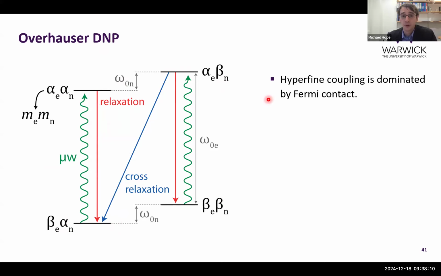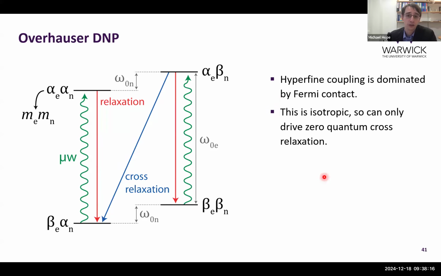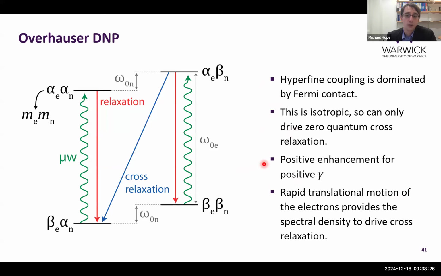So for lithium metal, the hyperfine coupling is dominated by Fermi contact. This is an isotropic interaction, and so it can only drive zero quantum cross-relaxation. So that means that if we have a positive gyromagnetic ratio of the nuclear spin, we get a positive enhancement. And so that's the case for lithium metal. Those of you who are familiar with the nuclear Overhauser effect will know we also need spectral density to drive this cross-relaxation, and in metals that comes from rapid translation of the electrons. And so that's why DNP works in metals.